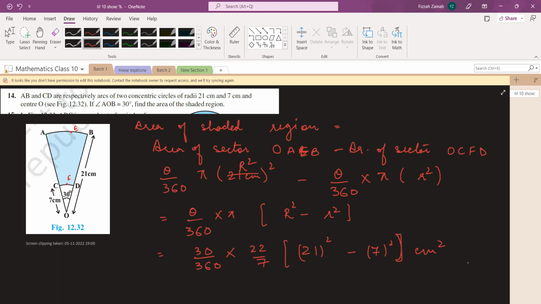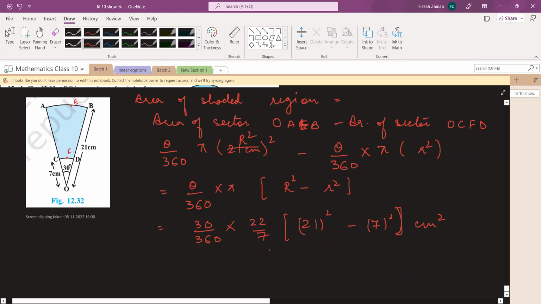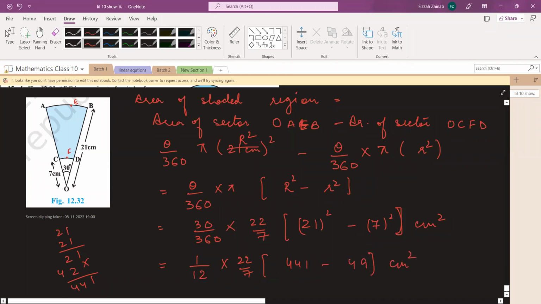This is a very direct application of the formula, so it can become a 2-marker kind of question. Okay, so now 0, 0 cancels out. So it is 1 upon 3 into 1 and 3 into 2, 12, and then 22 by 7. Then 21 into 21 is, I think, 141. You can check. 2 into 1 is 2. Oh no, it's 441. Sorry, 441 minus this is 49, and then centimeter square.